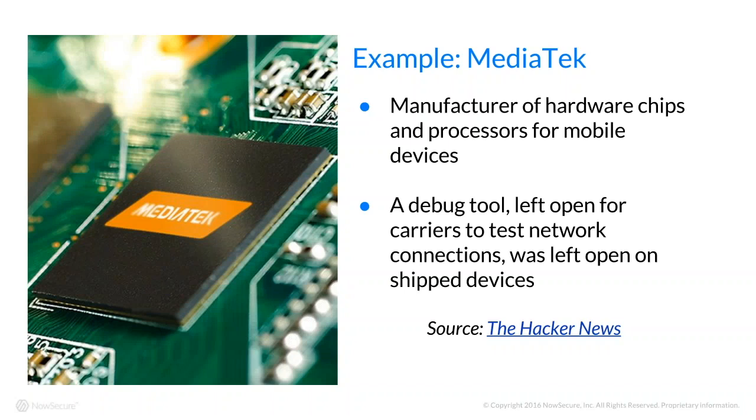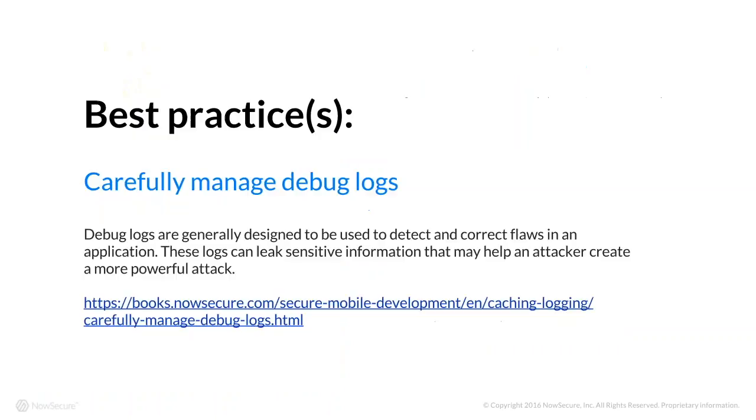The issue was compounded, one, by the company lacking any support for submission of vulnerabilities, but what users experienced was that their devices were compromised and they were told to stay off the internet until a patch was released. And this happened because a debug tool left open for carriers to test network connections was left open on shipped devices. And essentially, there's a handful of best practices here, but one of them is carefully managing debug logs and being careful not to include code or functions that aren't used in production.